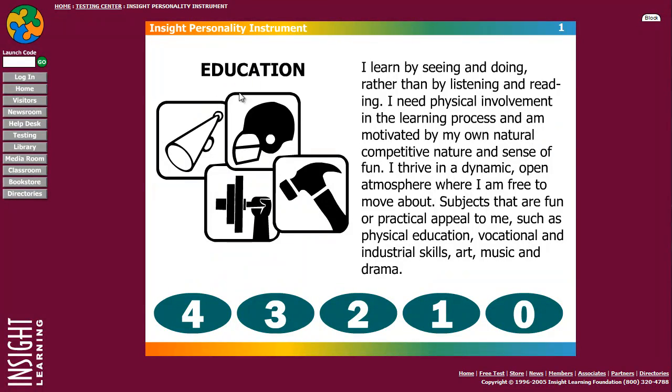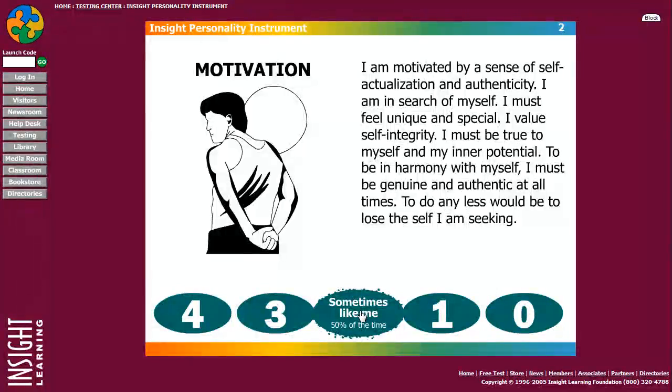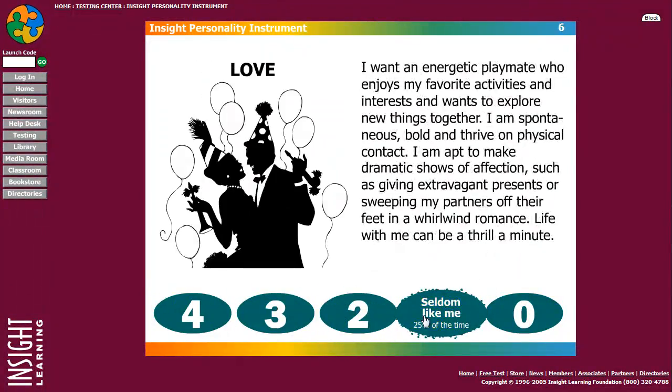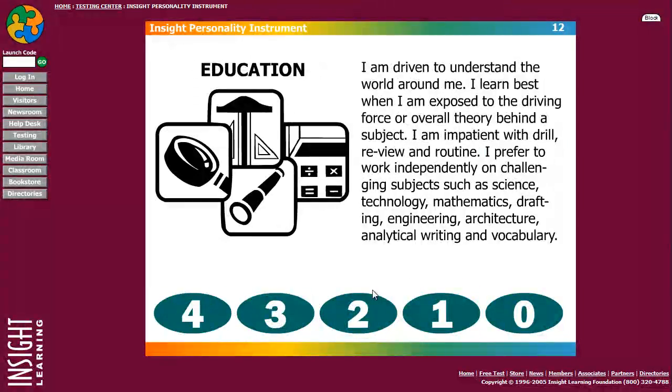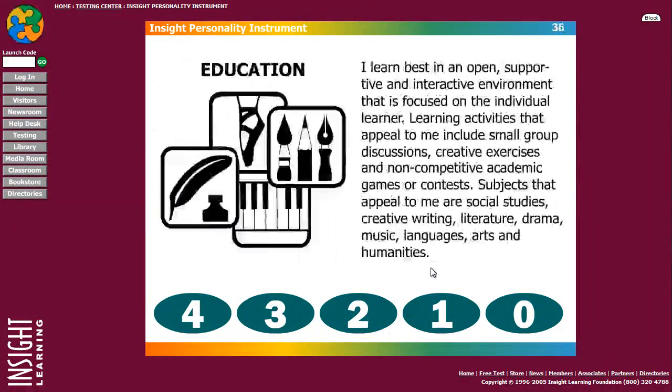This is a question on education, and you choose a 4, 3, 2, 1, or 0. And you can choose to tie, so you can have two 3s or two 4s or two 2s, whatever else. What you're trying to decide is if it's like you 100% of the time, 75% of the time, 50% of the time, 25% of the time, or never, 0% of the time. So you look at the picture, you read the text, and you answer the question. And you just go through all 40 questions until all the questions have been answered.